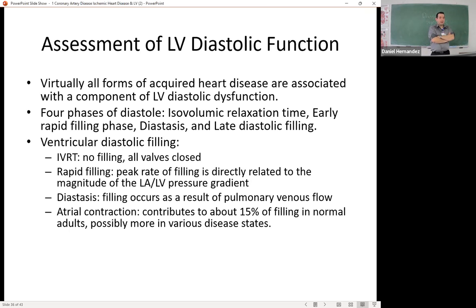And then we have late diastolic filling. This represents the atrial contraction, or atrial kick, where the atria contract and eject the remaining roughly 20% of blood during that late diastolic filling period.